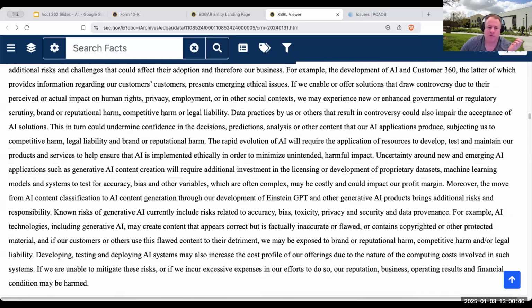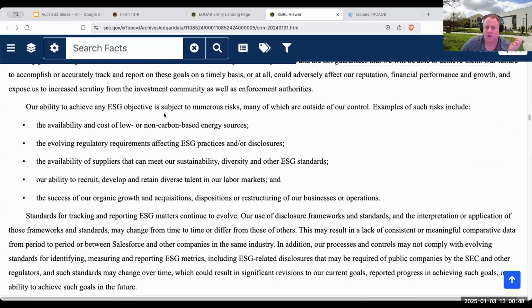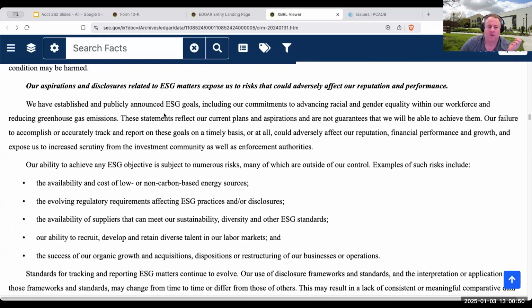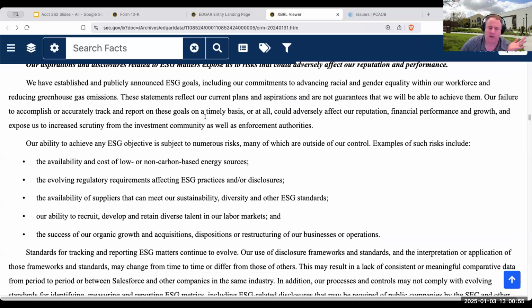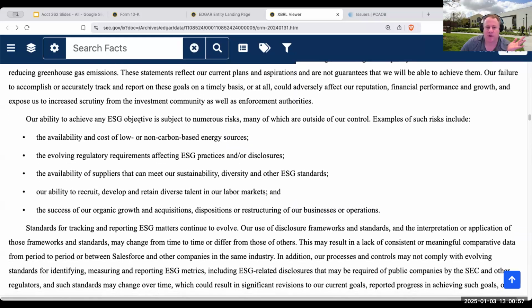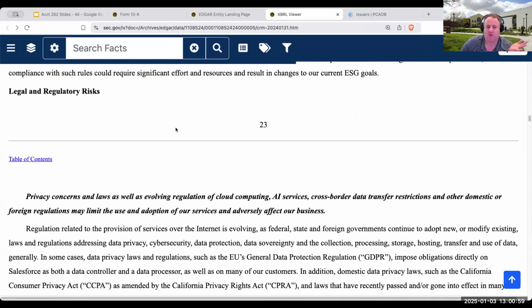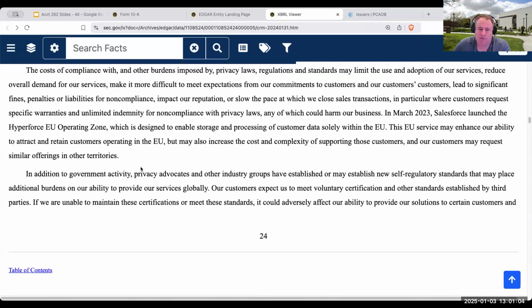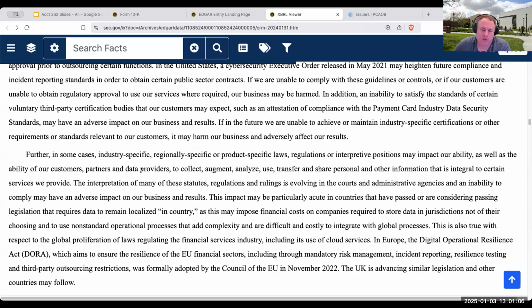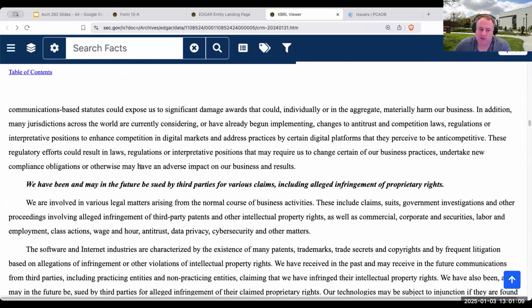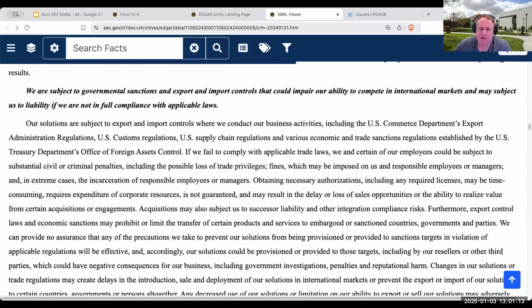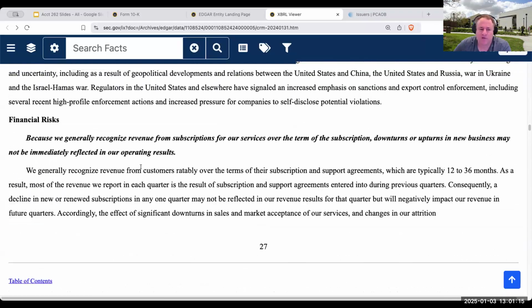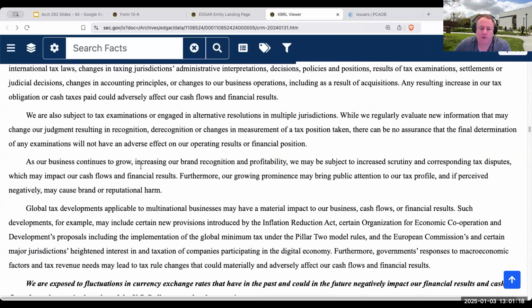Social and ethical issues with AI, ESG, like right over here, ESG goals. And if you're looking at this, you ask, well, what can happen if we don't do this? So legal and regulatory risks, privacy concerns. As we look at this 10-K, we're now at page 25, and my goodness, we've got a ton of different risk factors, financial risks.